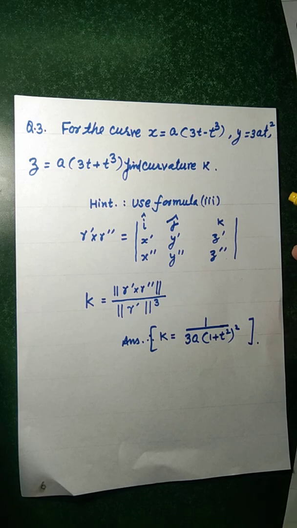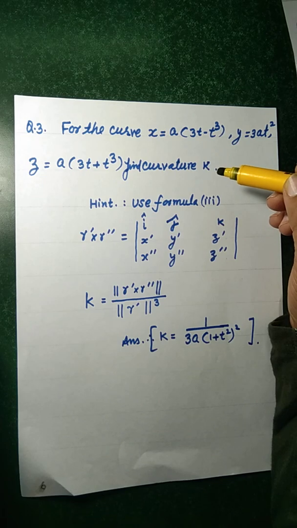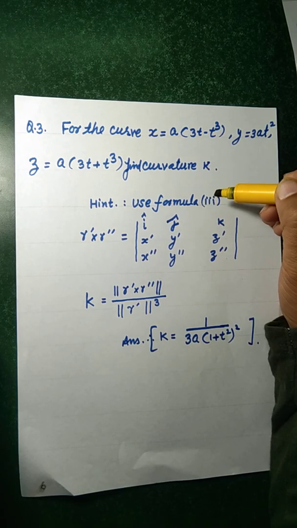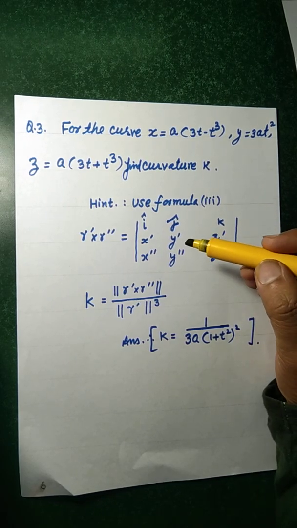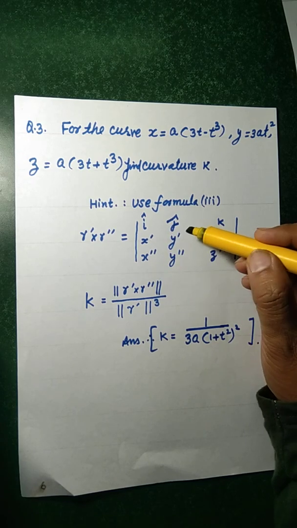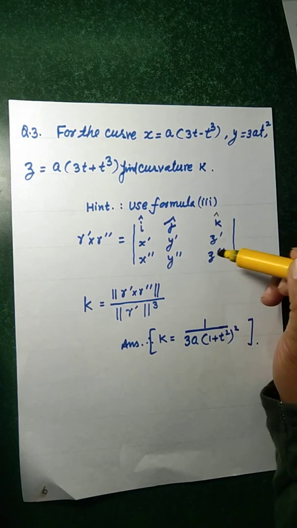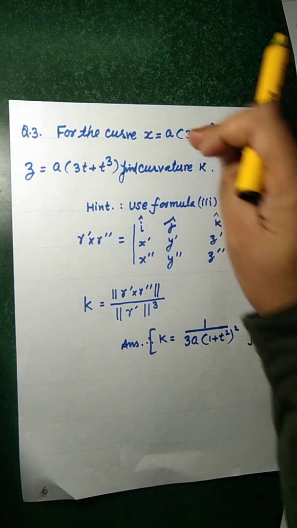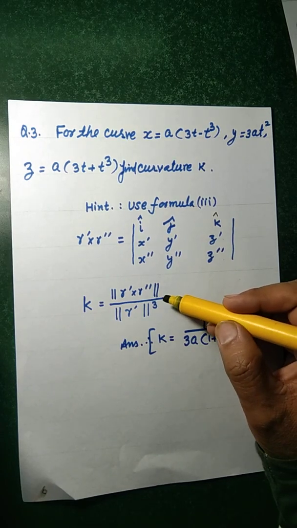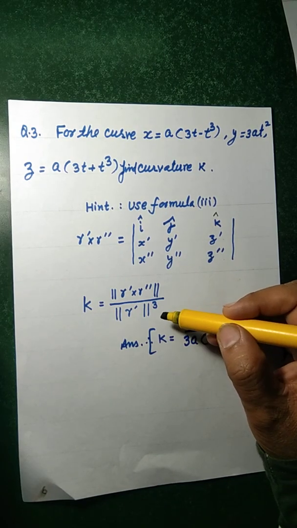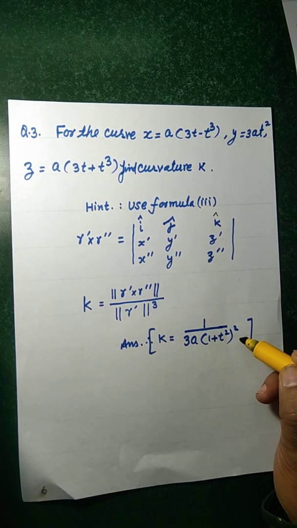For the curve x equals 3t minus t cubed, y equals 3t square, z equals 3t plus t cubed, find the curvature kappa. Here we will use formula 3. So we calculate this cross product r dash cross r double dash, with i, j, k and x dash, y dash, z dash, x double dash, y double dash, z double dash. Putting in the values respectively and using the formula, the magnitude of r dash cross r double dash upon the magnitude of r dash whole cube, we obtain curvature 1 upon 3 times (1 plus t square) whole square.